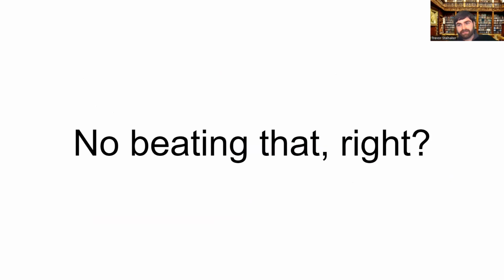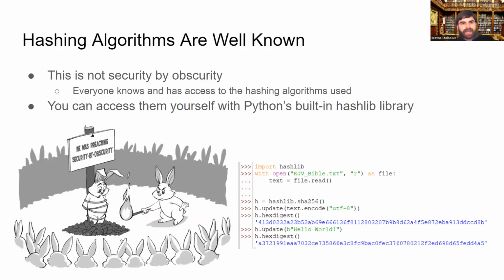So there's no beating that. Now we have to be safe. I mean, how are you going to reverse that big block of gibberish? Where there's a will, there's a way. Hashing algorithms are well known. This isn't security by obscurity. Everyone knows and has access to these hashing algorithms.